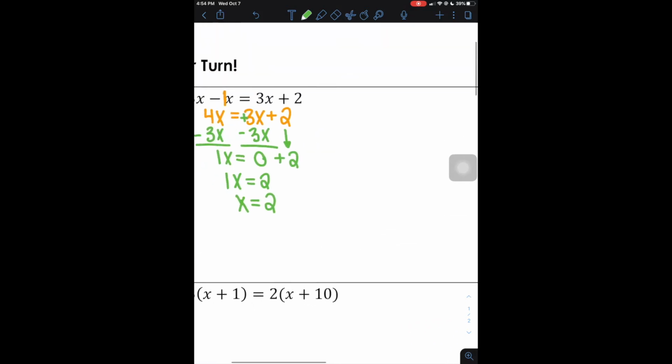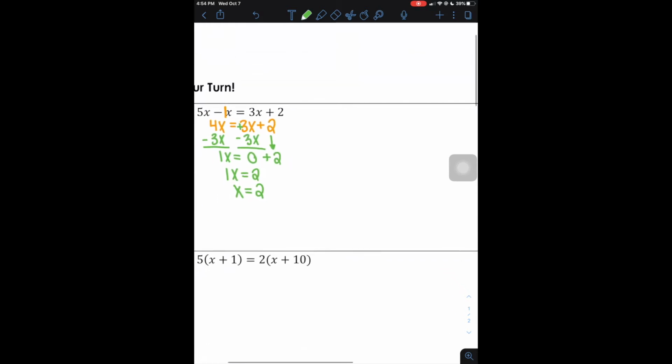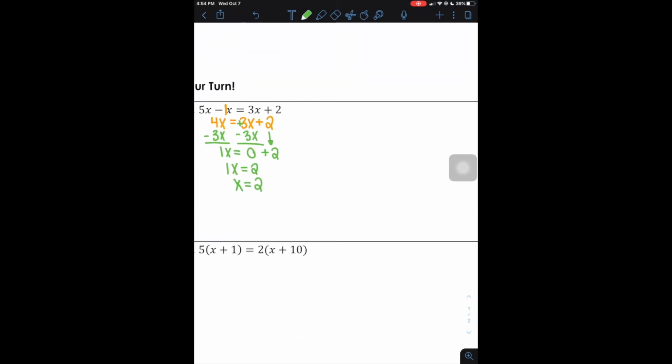And it's good practice to check our solutions. So let's go ahead and come to the side and try that. I'm going to do 5 times 2 minus 2 equals 3 times 2 plus 2. So all I did was substitute, which was one of the properties from above. So wherever I saw an x, I just replaced it with a 2 since I know that those two terms are equal to each other.